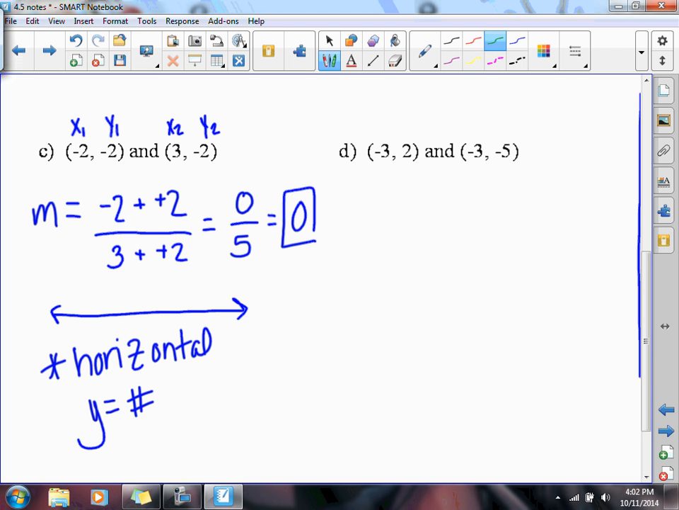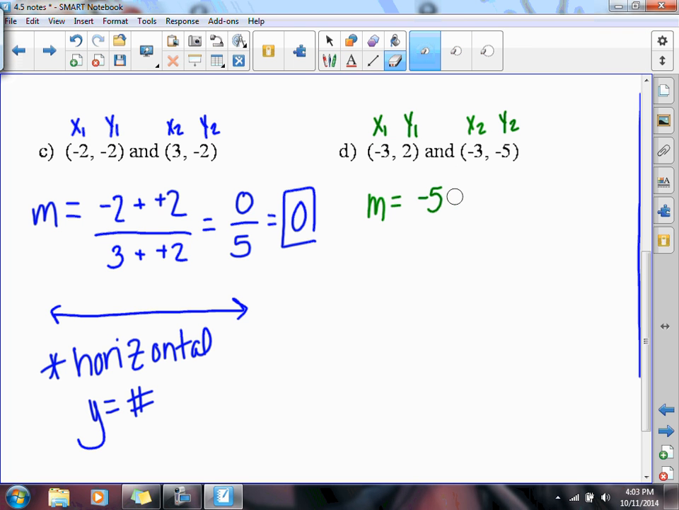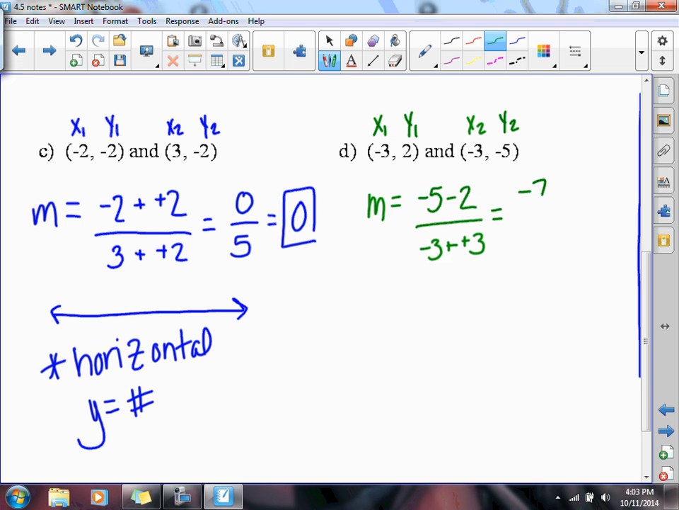And then for part D, this one might be another special case too. Let me label my x1, y1 there on the (-3, 2), and my x2, y2 on my (-3, -5). I'm going to substitute them into the formula. Negative 5 minus 2 all over negative 3 minus a negative 3, so that's going to be plus a positive 3. So negative 5 minus 2, that's negative 7. Negative 3 plus 3, that's 0.